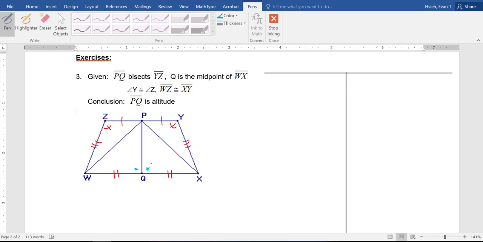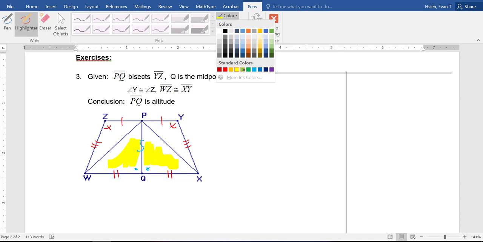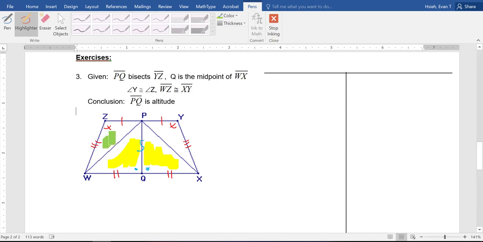The question is, can I prove that these triangles are congruent to each other and then go by CPCTC? And the answer is, I don't have enough information. It looks like I have a reflexive side right here, but I only have two parts of that. However, I can see, hopefully, that I do have enough information to prove these two triangles congruent to each other.